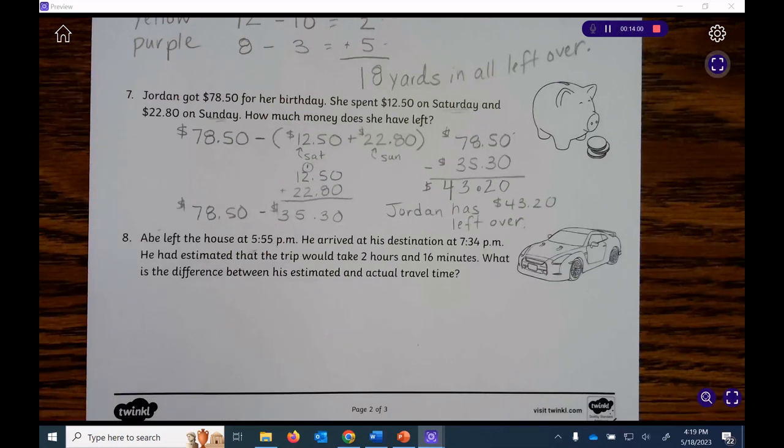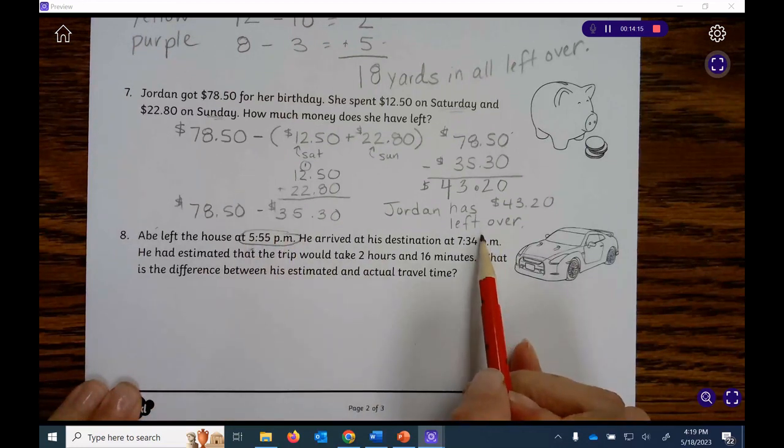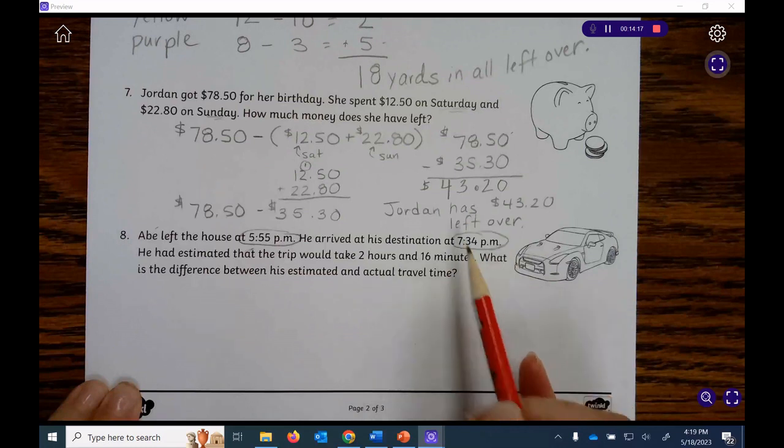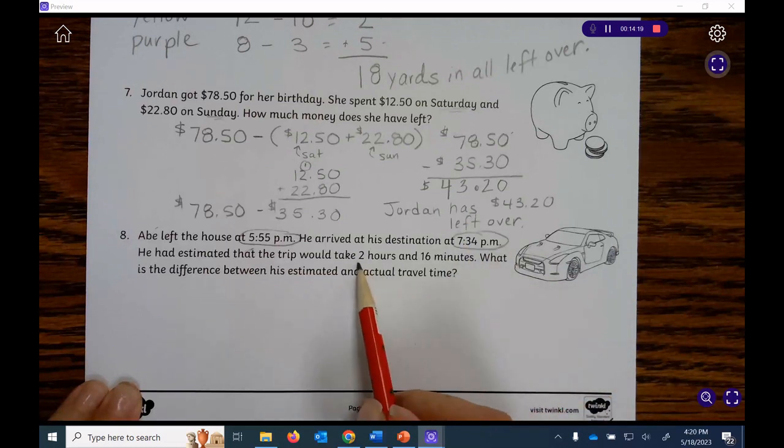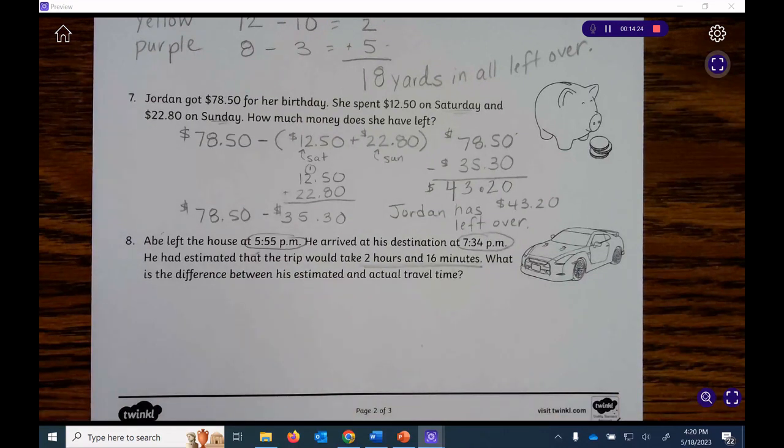We call these types of problems elapsed time. Elapsed means it's from one point to another, okay? So let's review. Abe left the house at 5:55 p.m. and he's arriving at 7:34 p.m. He thinks it's going to take this amount of time. All right, so let's find out how much time it actually took. I like to use a timeline for this.